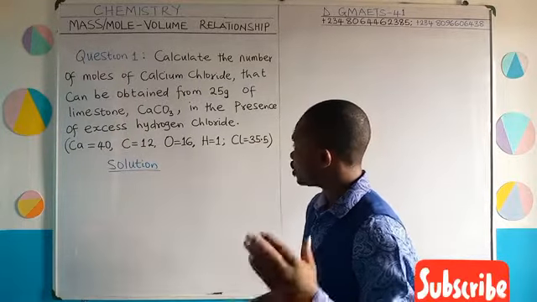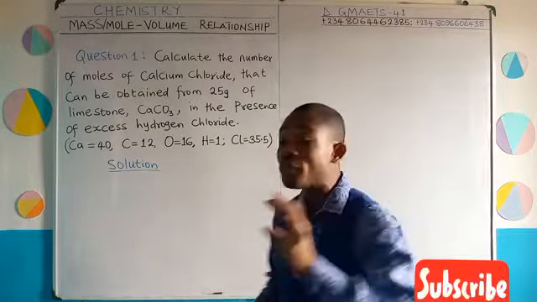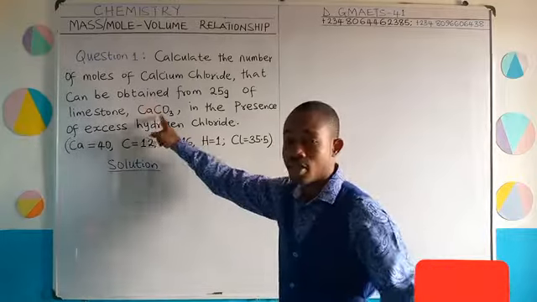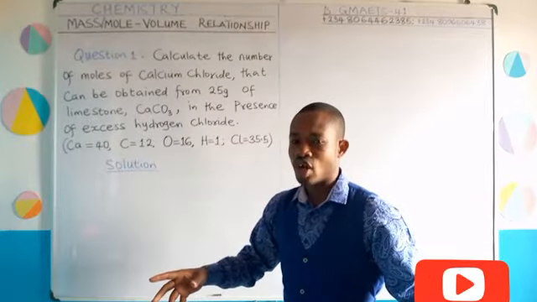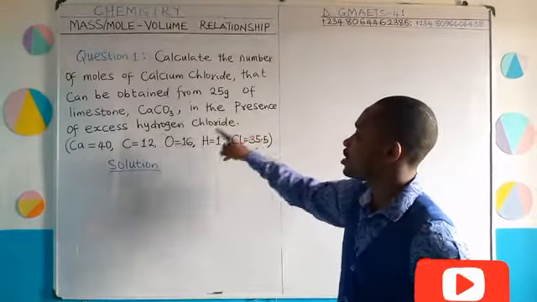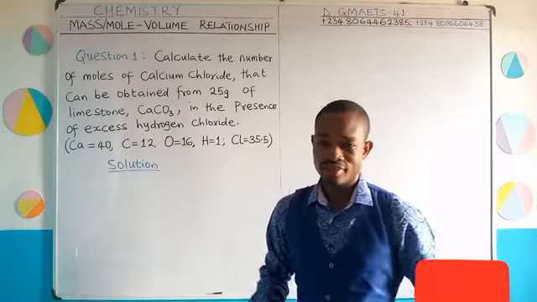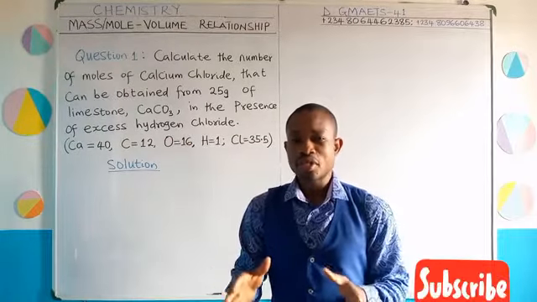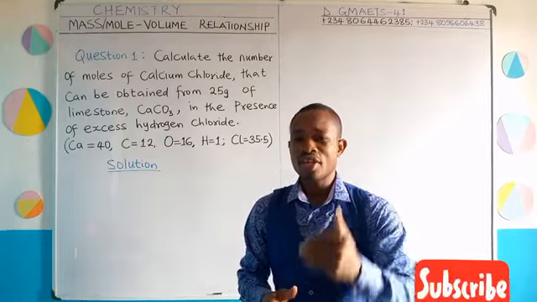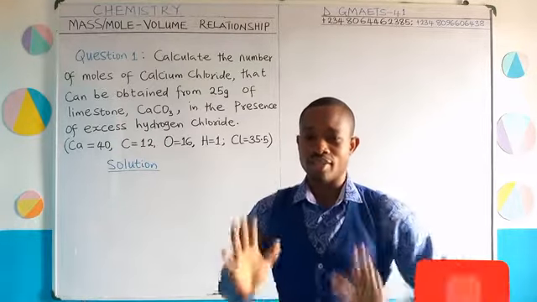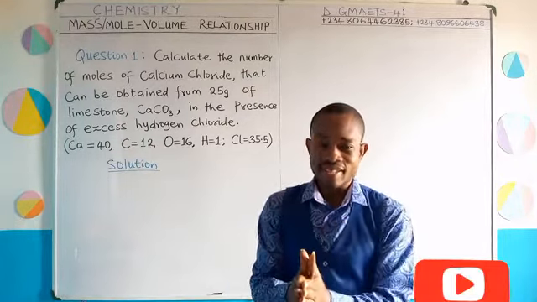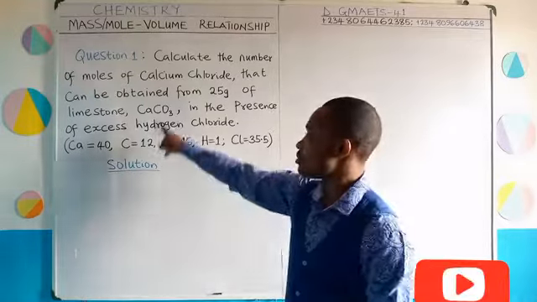Calculate the number of moles of calcium chloride that can be obtained from 25 grams of limestone, CaCO3. Limestone is calcium trioxocarbonate 4, in the presence of excess hydrogen chloride. Did you get the question? We are to calculate the number of moles of calcium chloride that we can get from limestone.